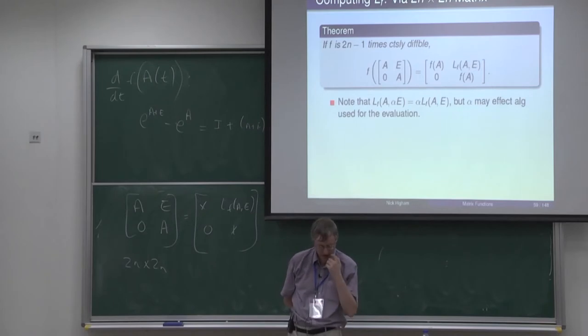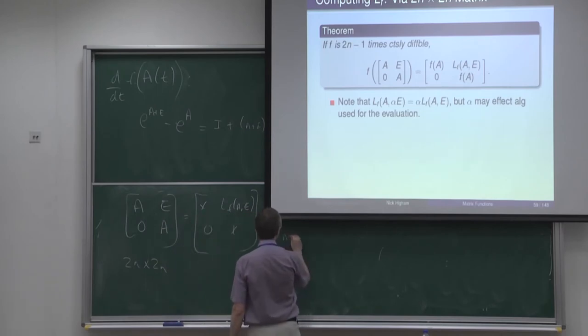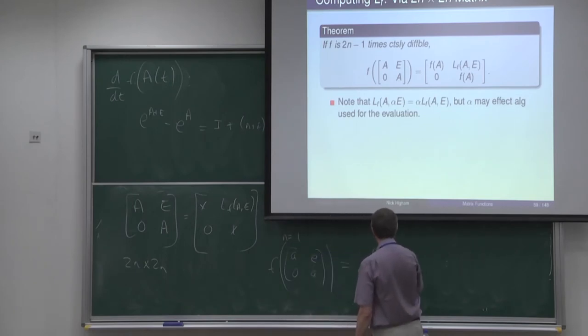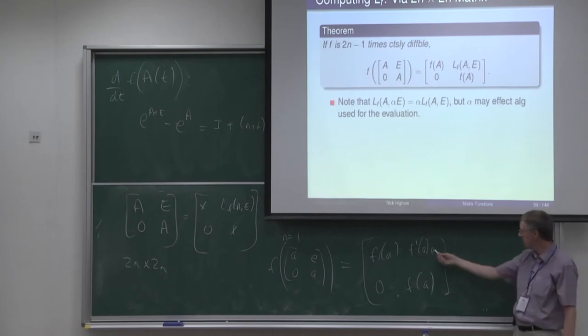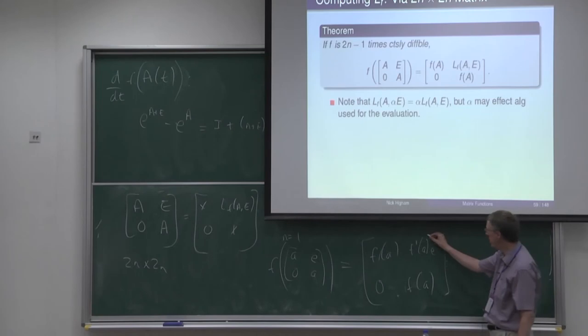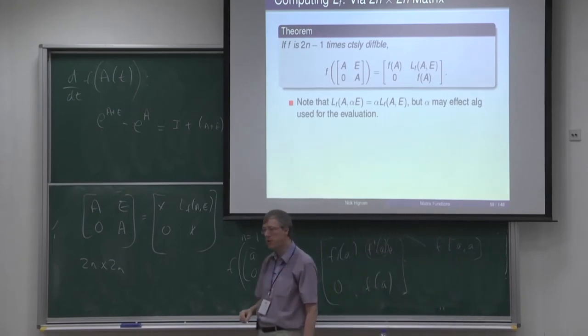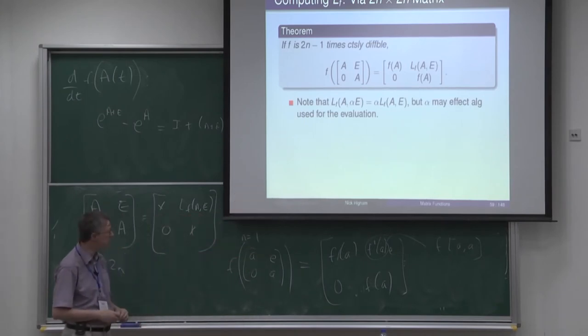And of course, if you think back to the case where n is 1, this is related to our formula at the start of the lecture. So let's put n equals 1. I've now got a little 2 by 2 matrix, and this theorem reduces to the following. It says we've got 0, f(a), 0, f(a), and then we've got the Fréchet derivative at a in the direction e, which is just f'(a) times e in the n equals 1 case. And this is just the formula we had before. This derivative here is the divided difference f[a, a], which becomes a derivative when you have coincident arguments. So you can see that is consistent with our formula for f of a triangular 2 by 2 matrix.